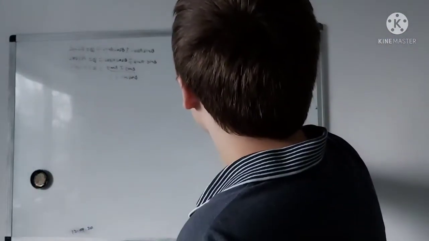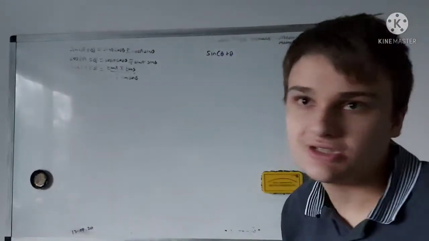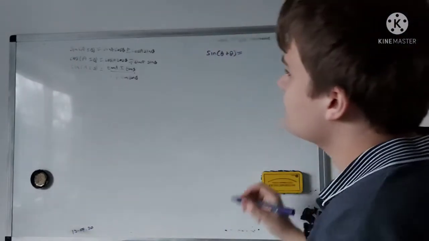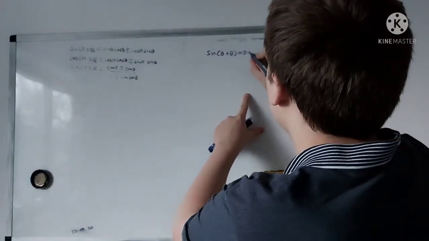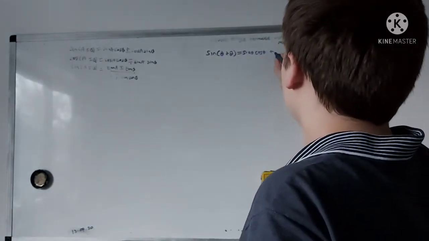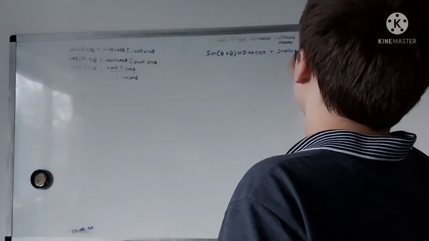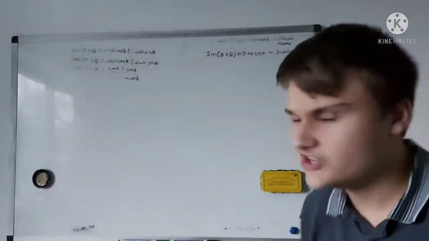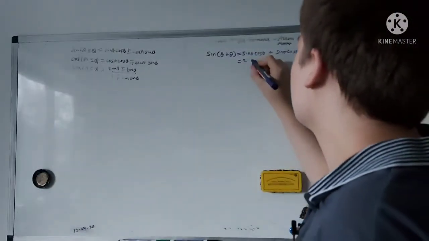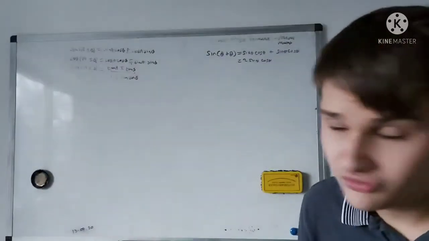So sine of 2 theta then, we can write that as sine of theta plus theta, whatever you want to say. And that is sine theta times cos theta plus, because we've got a plus there, sine of theta, cos theta, or cos theta, sine theta, whatever you want to say. How many sine theta cos thetas have we got? We have two of them. So we've got 2 sine theta cos theta, and we're done.